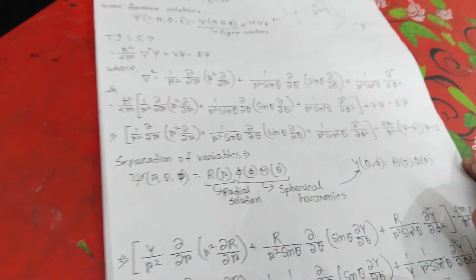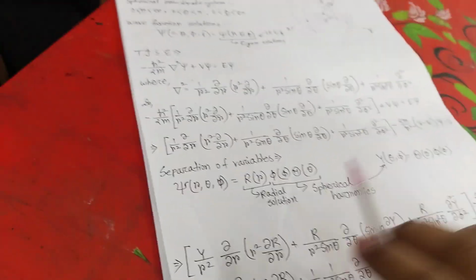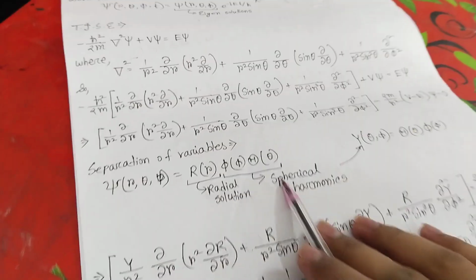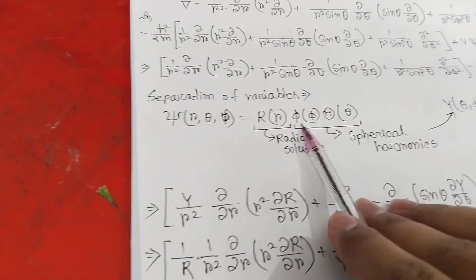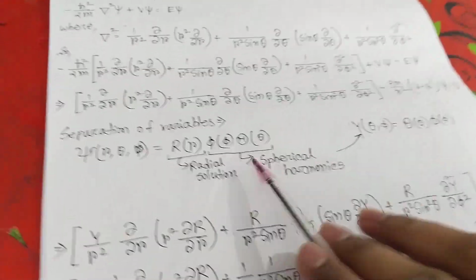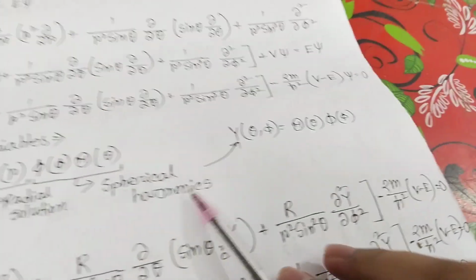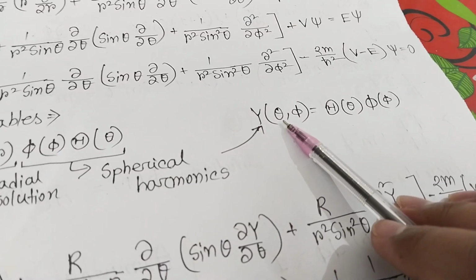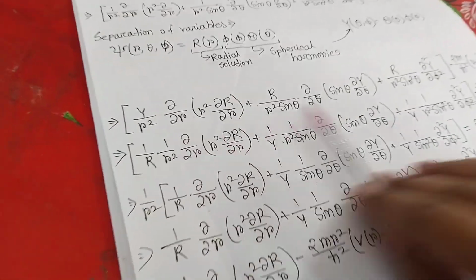Take this expression to the left hand side, you will get minus 2m by h bar squared into v minus e. Now we will do the separation of variables method to break this partial differential equation into three ordinary differential equations, which will give us solutions to the radial and the spherical harmonics. So we will do that. So psi of r, theta, phi becomes R of r, Phi of phi, Theta of theta. So theta and phi will be the spherical harmonics, which will be denoted by Y of theta and phi, which is written like this. Substitute everything.